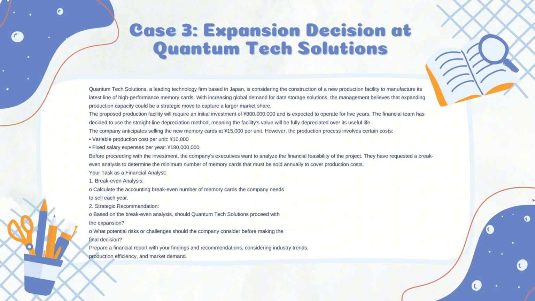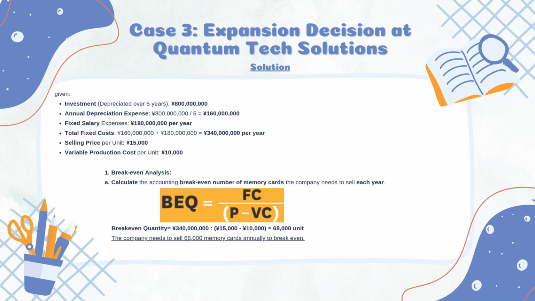Number 2, strategic recommendation based on the break-even analysis. And what potential risks or challenges should the company consider before making the final decision? Okay, number 1. We are given investment like before.